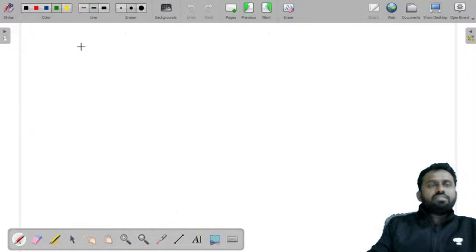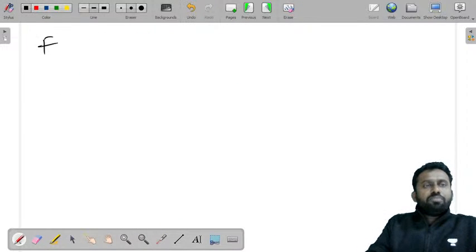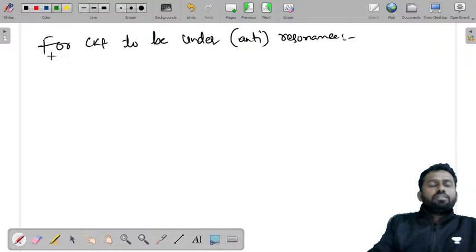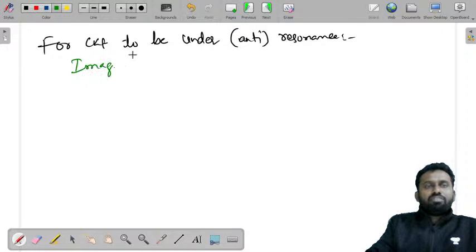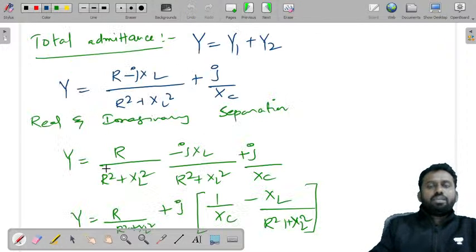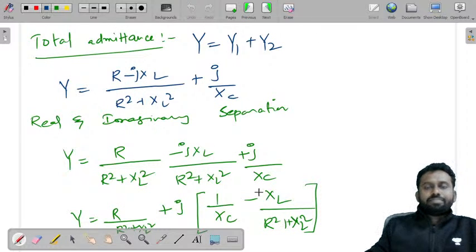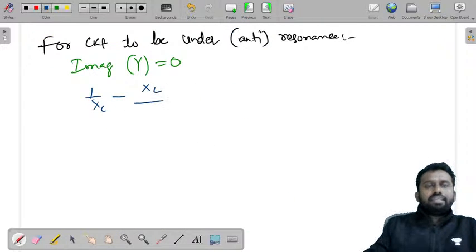And if you observe this, for the circuit to be under anti-resonance or under resonance, you can say imaginary of Y must be equal to 0. What is the imaginary of Y that you see here? 1 by XC minus XL by R square plus XL square must be equal to 0.